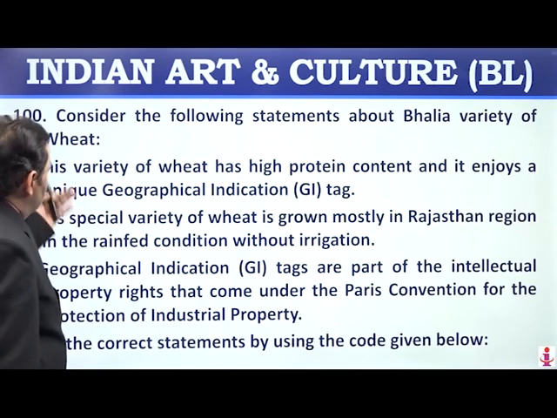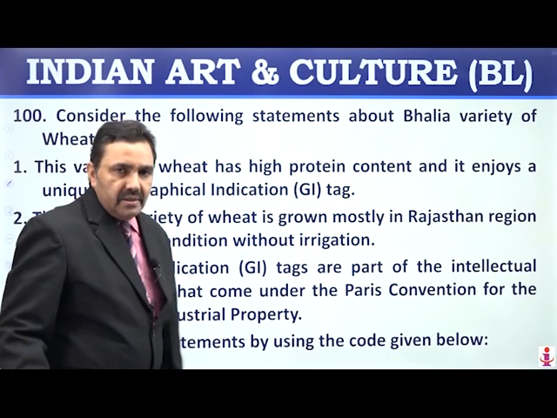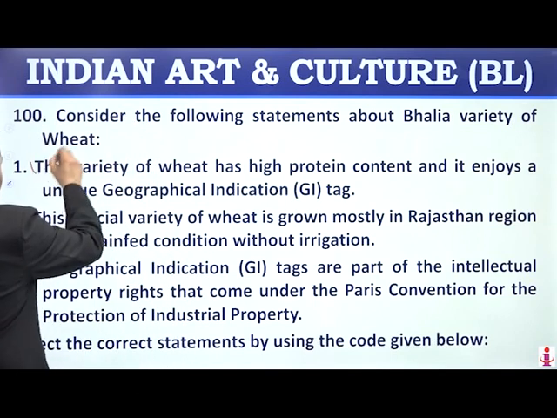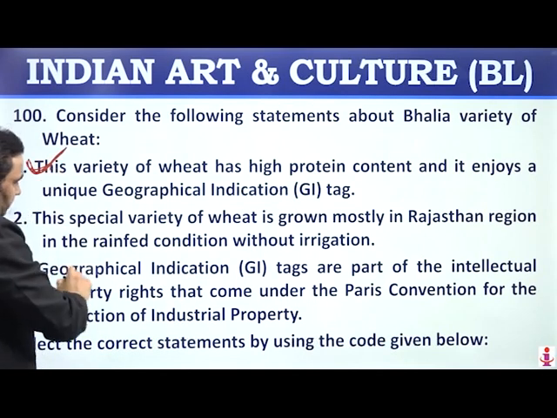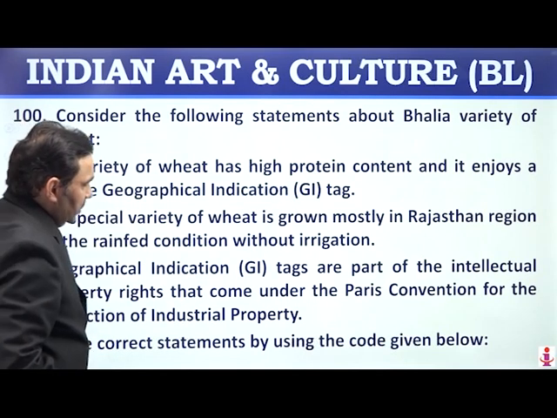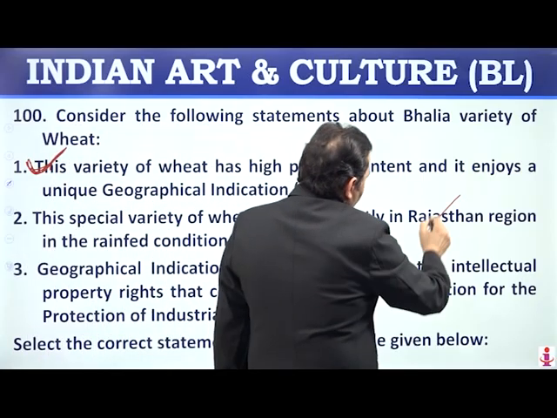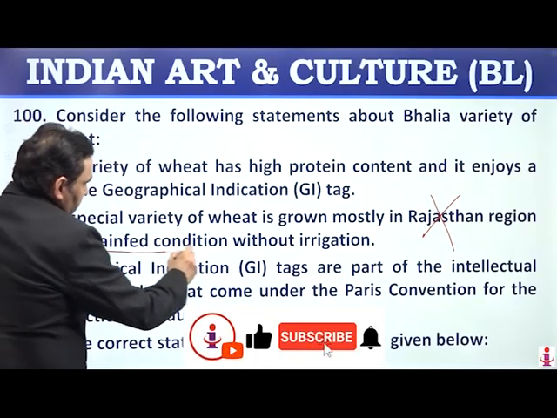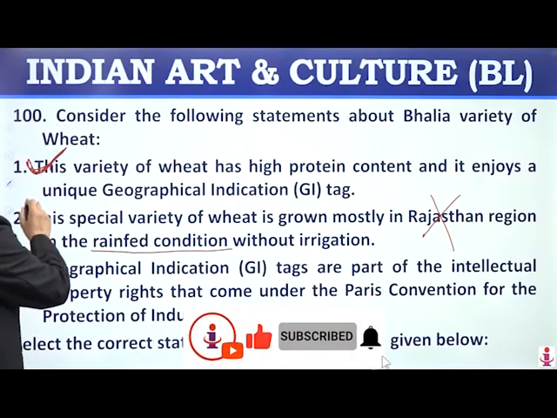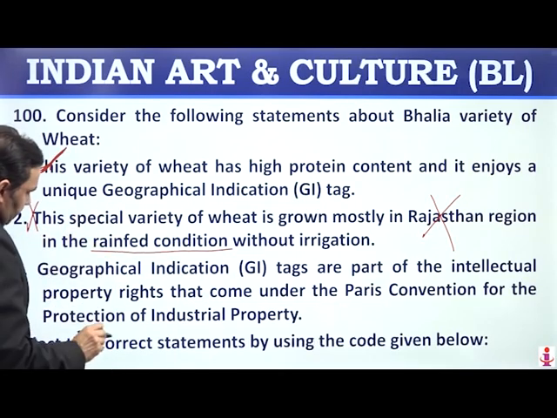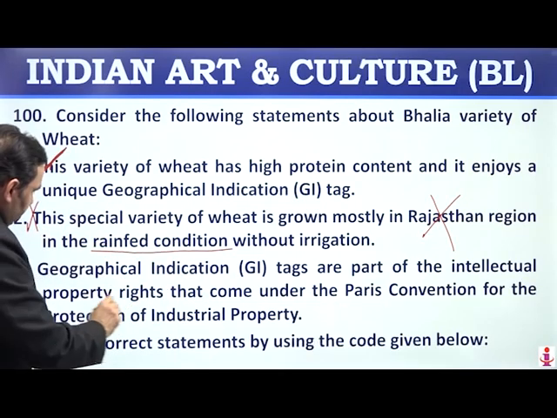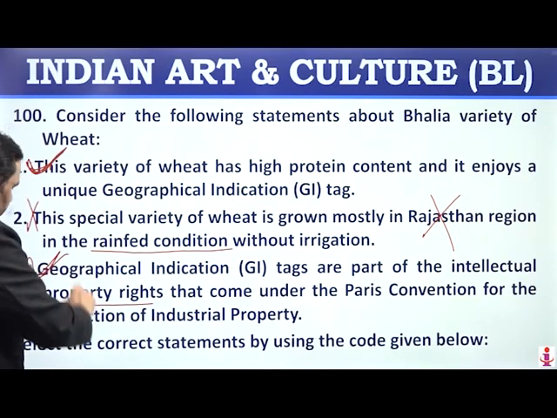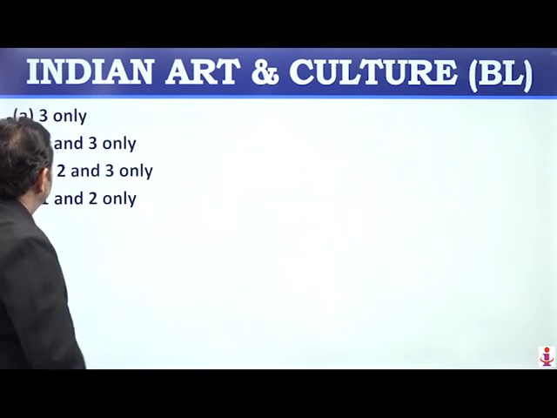Baliyan variety of wheat. This variety of wheat has high protein content and it enjoys a geographical indication tag. It has a unique identity associated with a particular geographical region. This variety of wheat is grown in Gujarat, not in Rajasthan. Other details of the statement are correct. It is grown in rain-fed conditions of irrigation, with less area. GI tags are part of intellectual property rights that come under the Paris Convention. 1 and 3 are correct. 2nd is wrong. Option is B.